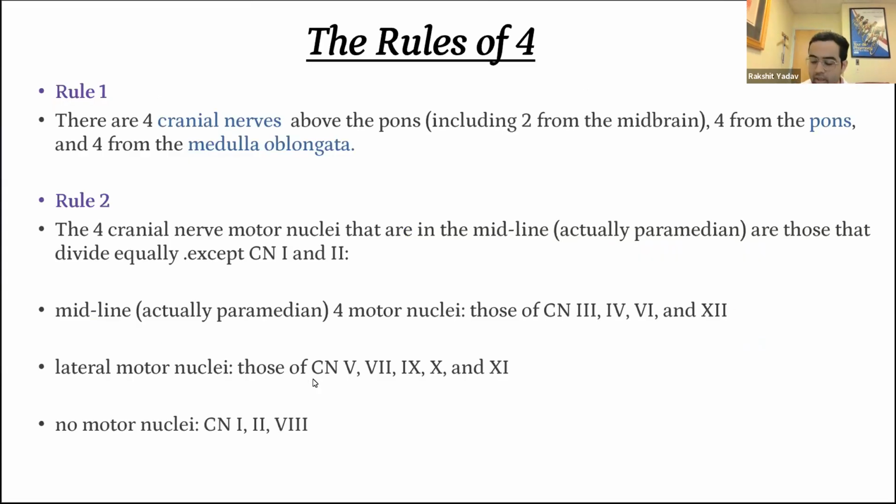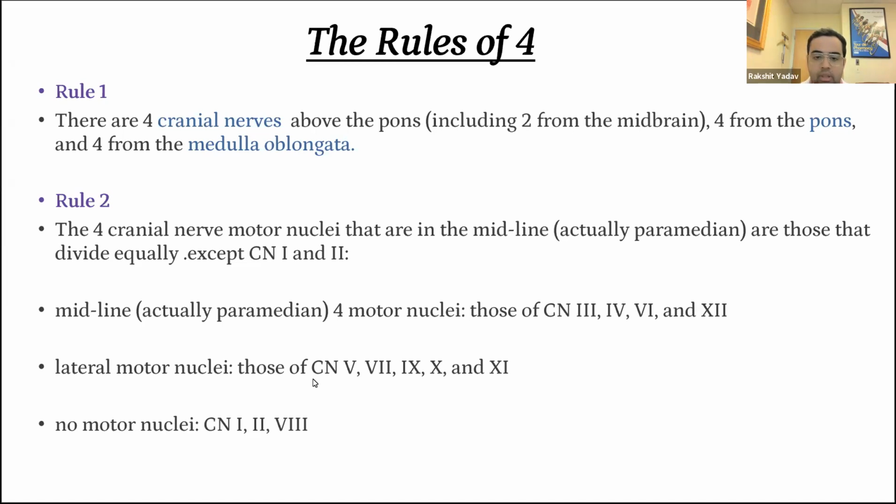Now, this is a really important topic, the rules of four. These rules of four explain how we should tackle a patient that comes in with a brainstem syndrome. This is very essential for clinical diagnosis in these kinds of patients.